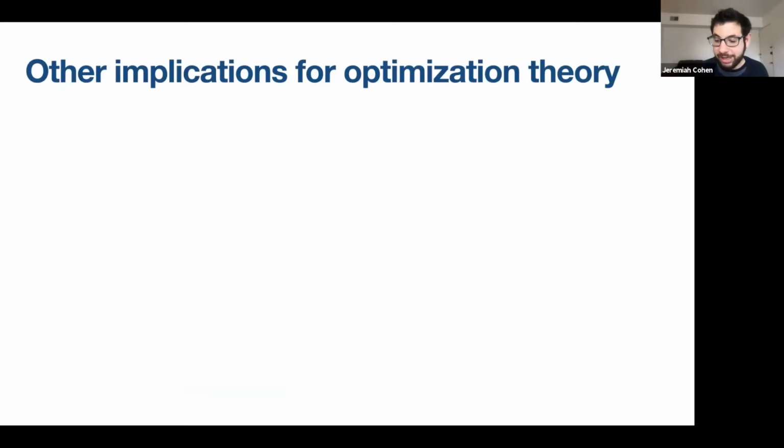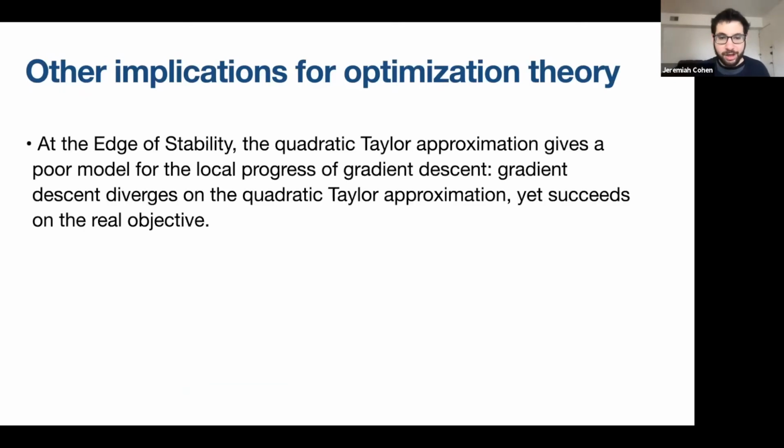There are some other implications for optimization theory, and then I'm about to conclude and take questions. At the edge of stability, another implication is that the quadratic Taylor approximation is a very poor model for the local progress of gradient descent. As we've seen, at any point where you're at the edge of stability, gradient descent would diverge if we switched to running on the quadratic Taylor approximation. But on the real objective, it doesn't diverge. It instead is successful. I'm not saying quadratic Taylor approximations are useless. Second order methods do work, though they might be slow. I'm talking here about quadratic Taylor approximations as a model for the local progress of gradient descent. They don't work.